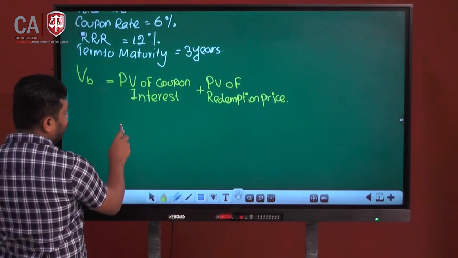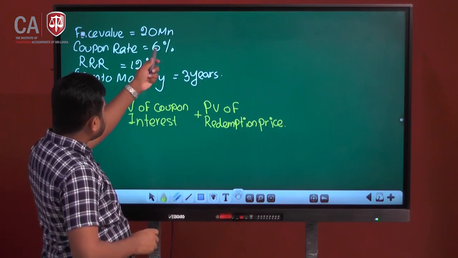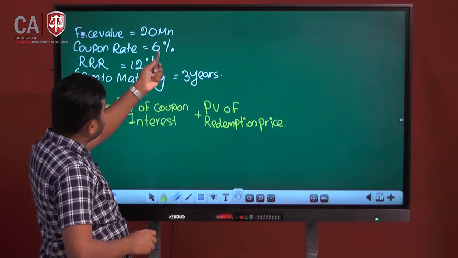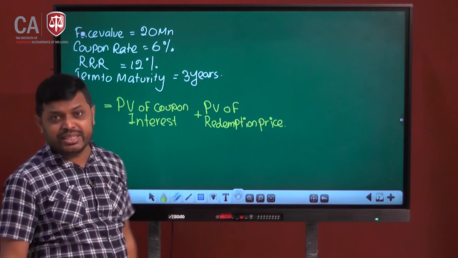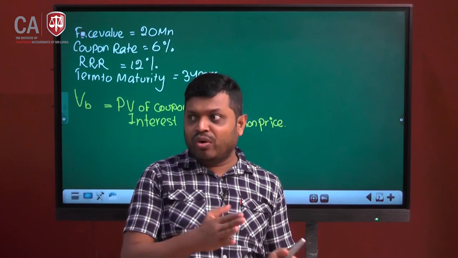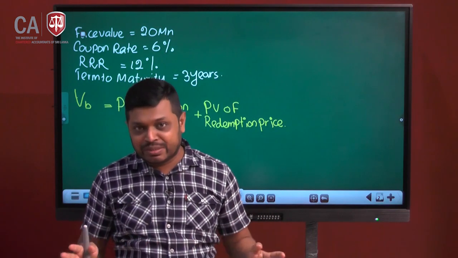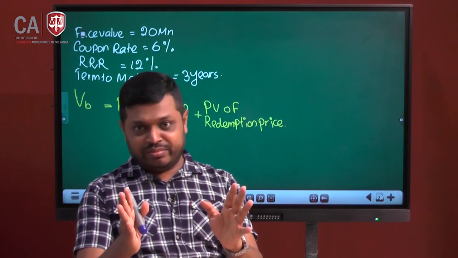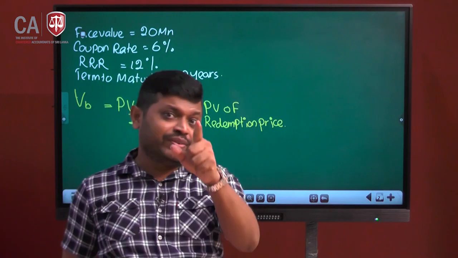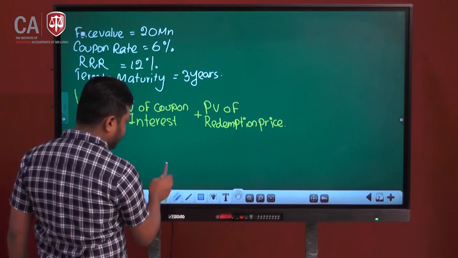Okay, now I am going to work out. Now you will calculate coupon interest. Each year you will receive 20 million into 6%, 1.2 million each year. 1.2 million over 3 years means it is an annuity. Then you have to calculate the annuity factor. Your required rate of return is 12%.